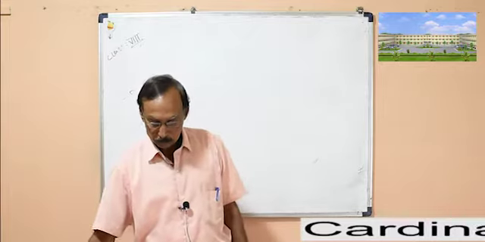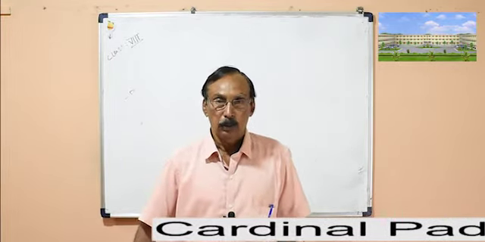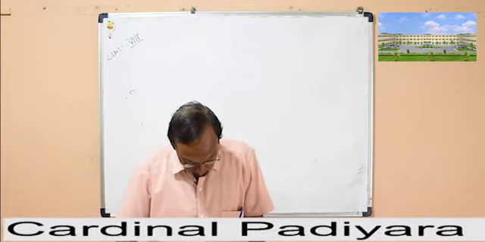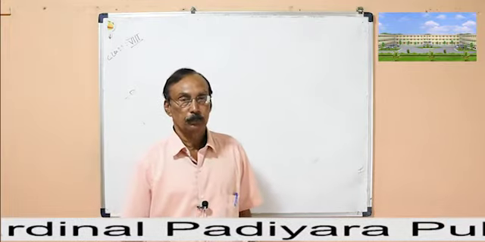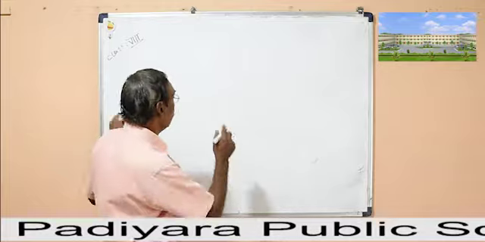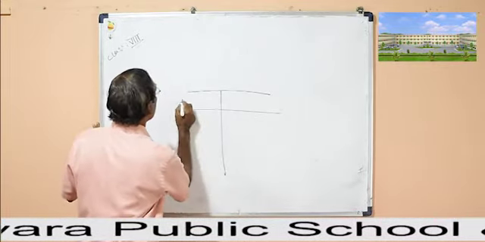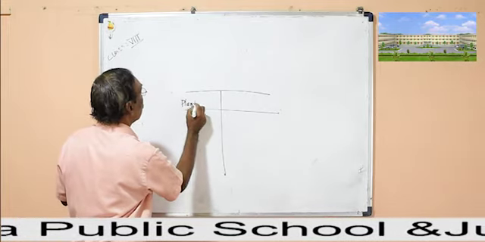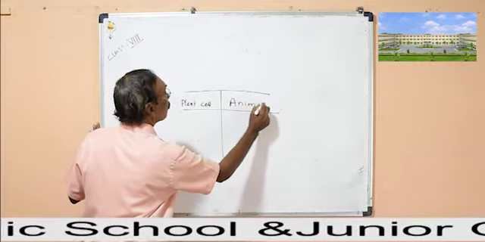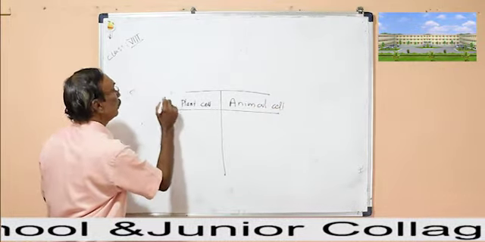And so these are the questions given in the exercise. Make a comparison and write down the differences between plant and animal cell. It is very clear, these are the main differences between plant and animal cell. What are the differences? This is plant cell and this is animal cell. So already you know the differences.